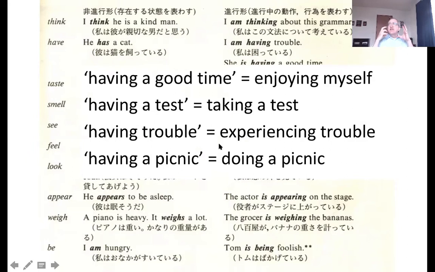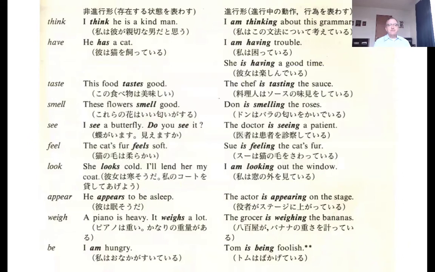Oh, I'm having so many troubles, and what do I do? And it's considered an active thing. Having a picnic means doing a picnic. You have a picnic, you don't just sit, but you have it. So these are considered active things. So you remember, have a good time, have a test, have trouble, have a picnic. One more, have a party. We are having a party. Those are active. Okay, now we have taste.